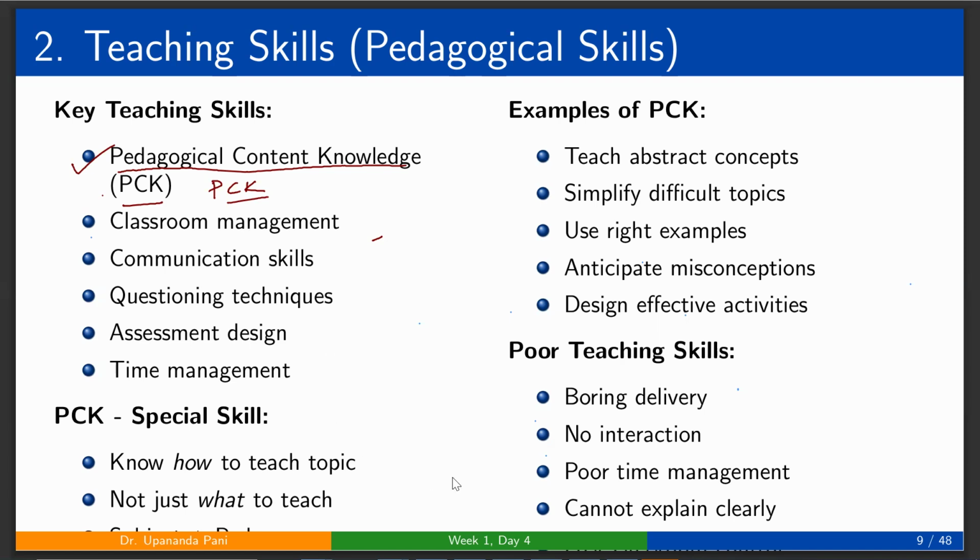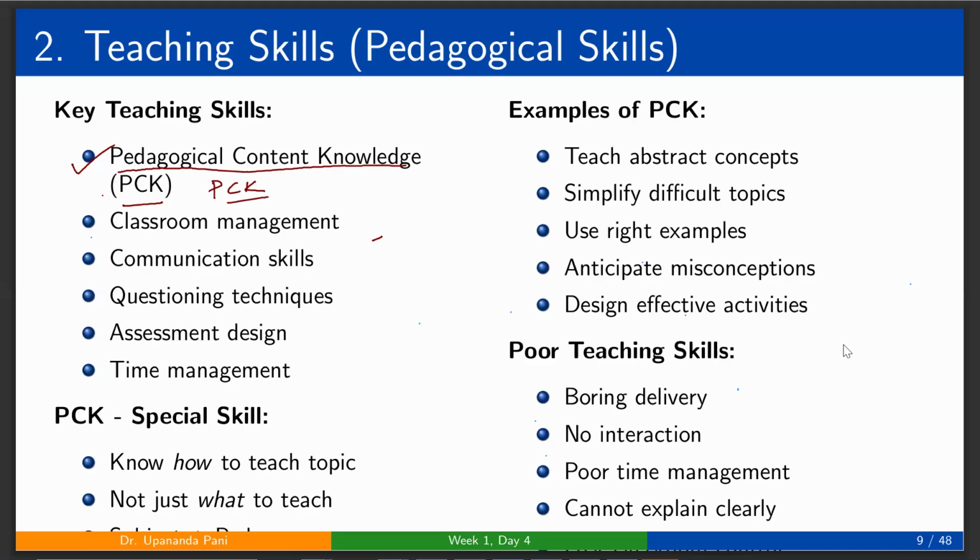If you are conscious, or you have an idea about your own subject, or you are aware of what PCK is, then you know how to teach a topic, not just what to teach, right? An example of PCK is teaching an abstract concept. A teacher can simplify difficult topics, use the right examples, anticipate misconceptions, and design effective activities, right?